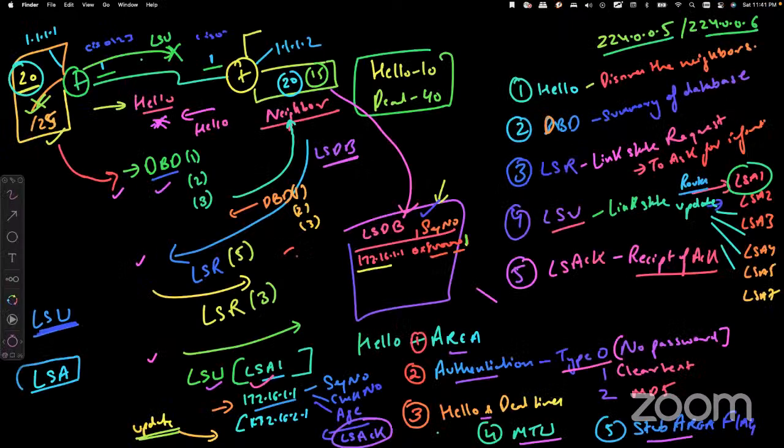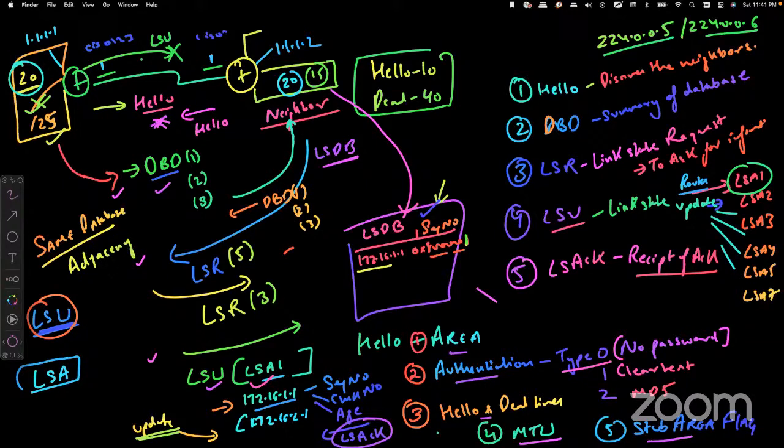Okay, clear? So once we compare the DBD packet, we get to know the missing routes, and that information will be shared by LSR. When DBD is exchanged, we send LSR and we get LSU. So when we exchange a lot of LSU, what will happen in the end? We will have the same database. And when we have the same database, this is called adjacency.